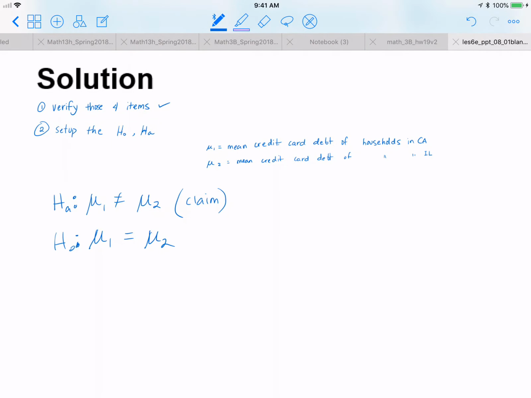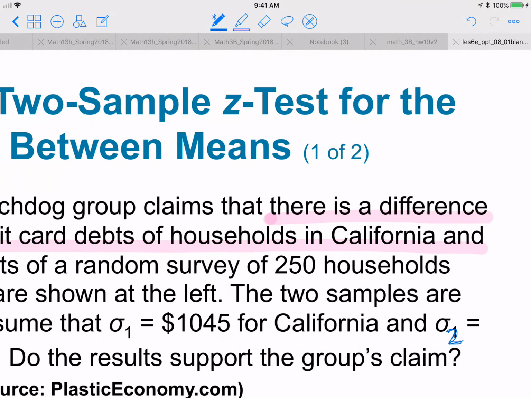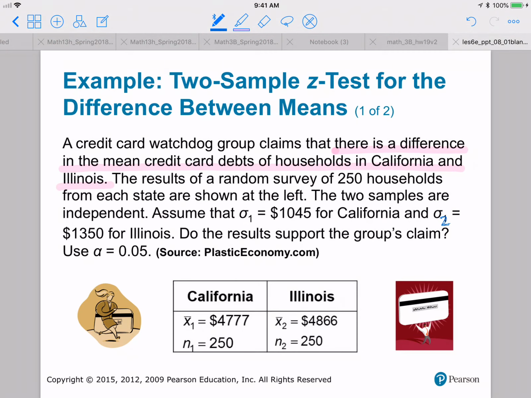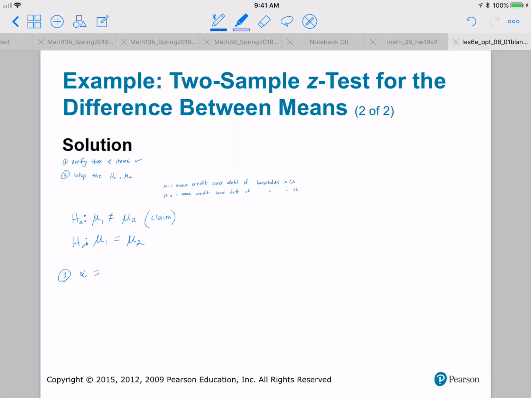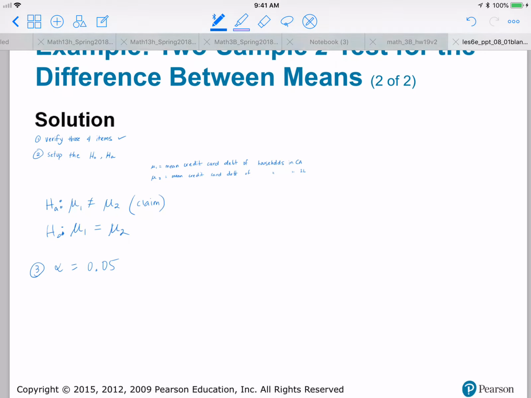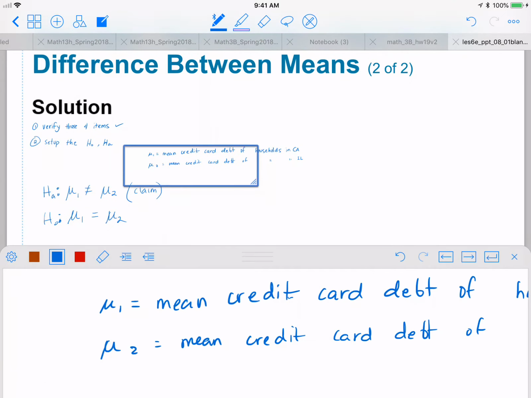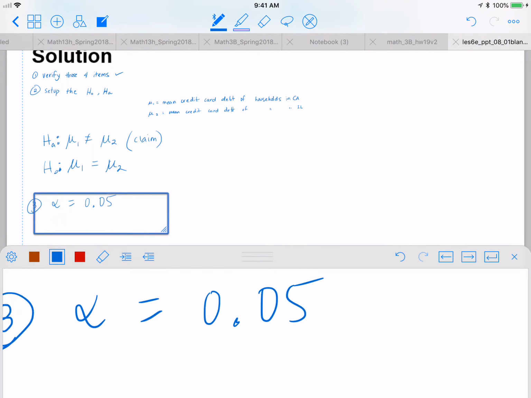The third thing we need to do is figure out alpha. Alpha is given in this problem. It says use alpha equals 0.05, so alpha is going to be 5%. Now in this example, let's do the rejection region method. So alpha is equal to 0.05.